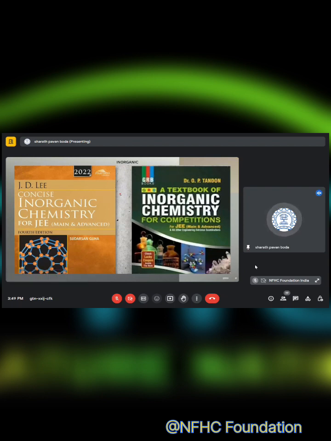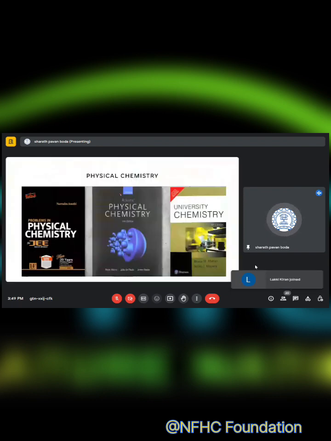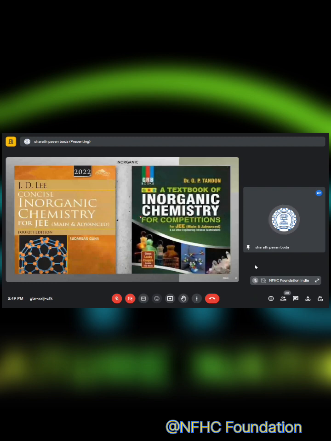For practicing problems and questions, I suggest these books. These are the books for inorganic, and these are the books for physical chemistry. I used to follow this book, and these are some other books which are suggested by my friends. And for inorganic, I followed this book, and this is one more book I used to follow, but a little bit less when compared to this book.